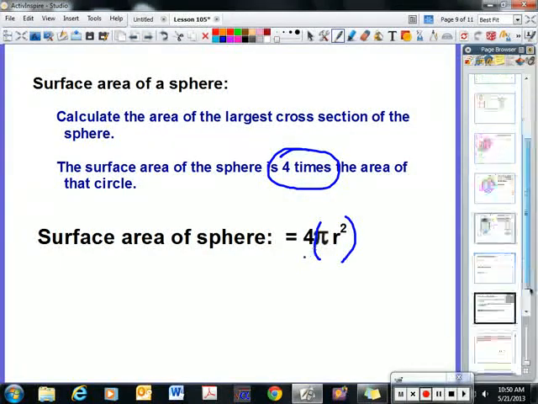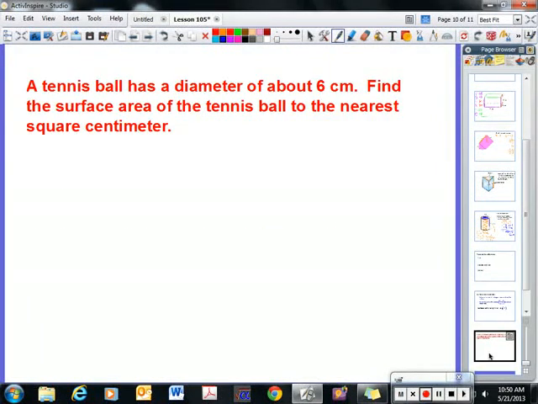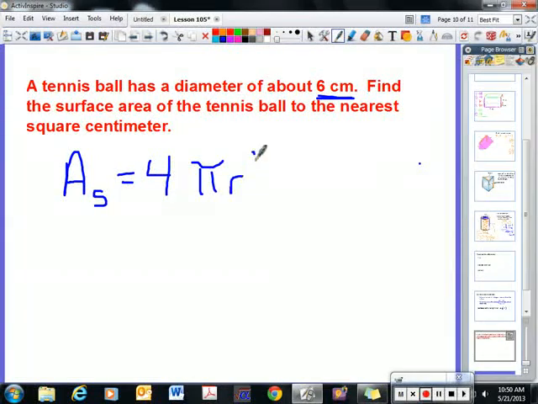All right, so let's apply that to this tennis ball then. And I would like you to do this one with me. So again, in your practice set, would you work this with me? A tennis ball has a diameter of about 6 centimeters. Find the surface area of the tennis ball to the nearest square centimeter. Well, again, to find that surface area, and a lot of times we'll do this, we'll do an A with a small s for surface area, equals 4 times the area of that circle.